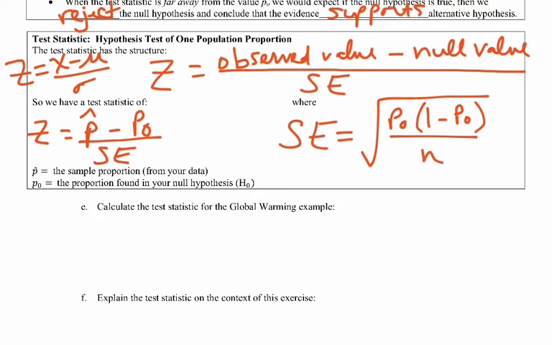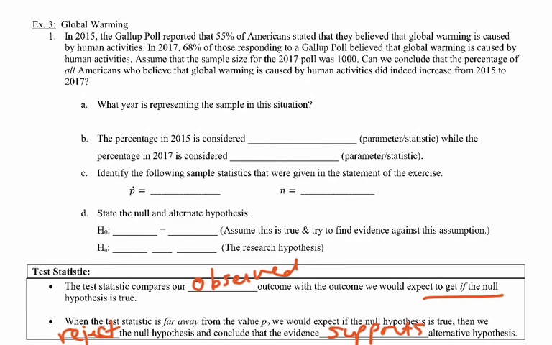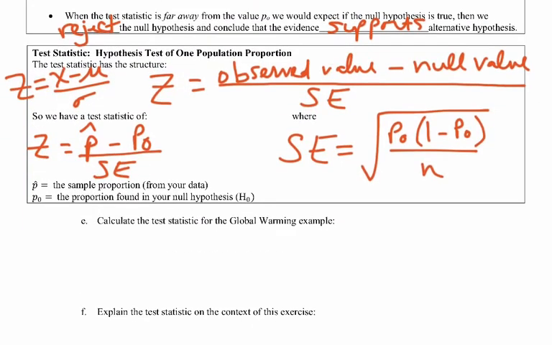So part E says, calculate the test statistic for the global warming example. This was from the previous video, so let's go back and look at what we said. We said that p hat was 0.68, n was 1,000. The null hypothesis was that p was equal to 0.55, and the alternative was that p was greater than 0.55. To calculate our test statistic, first, we need our standard error. So let's go ahead and compute the standard error.